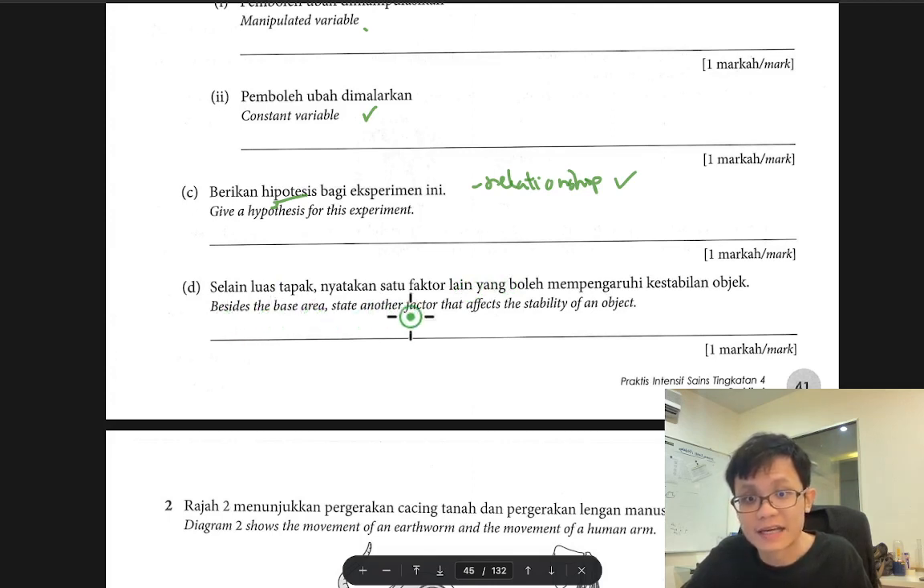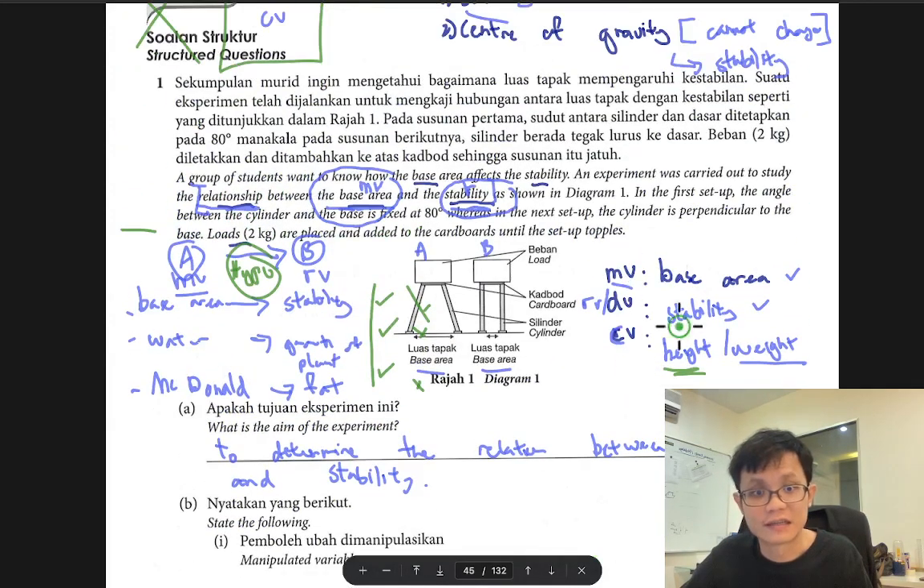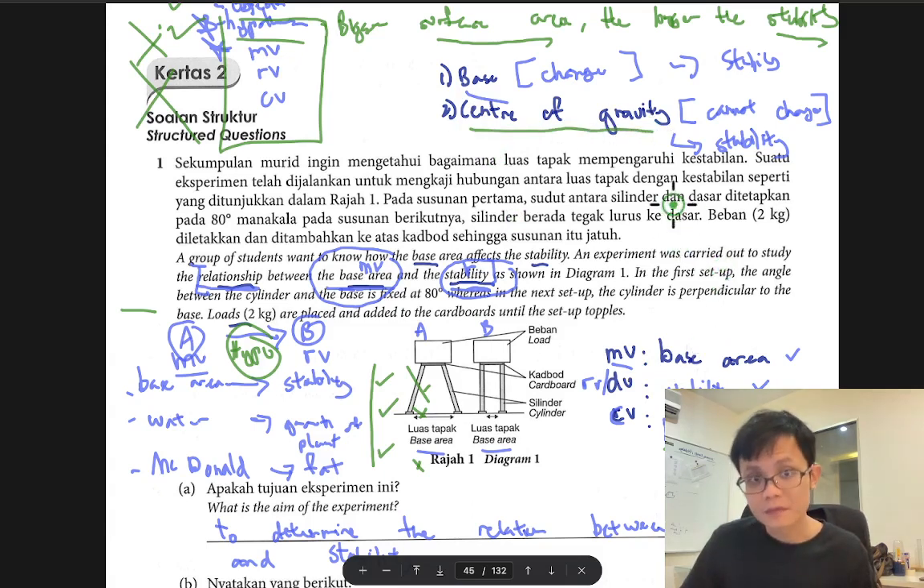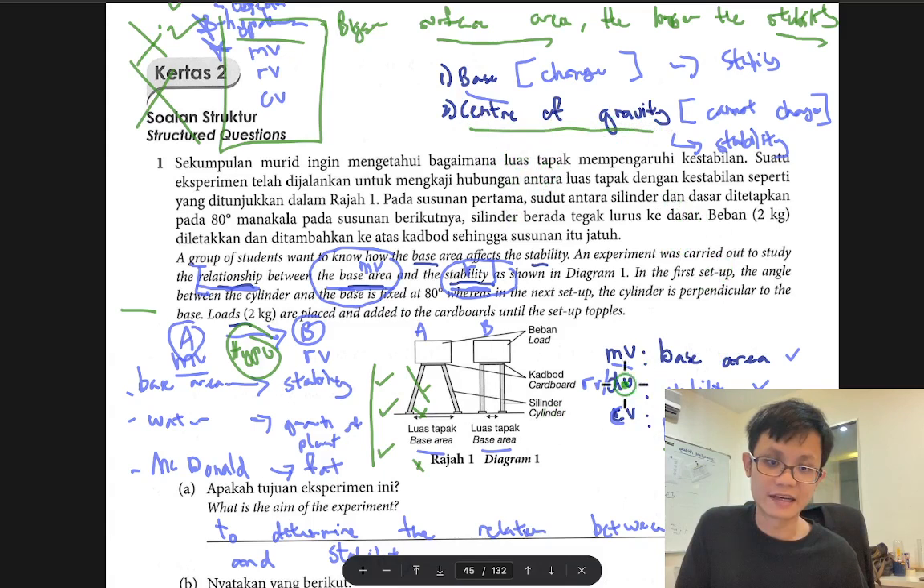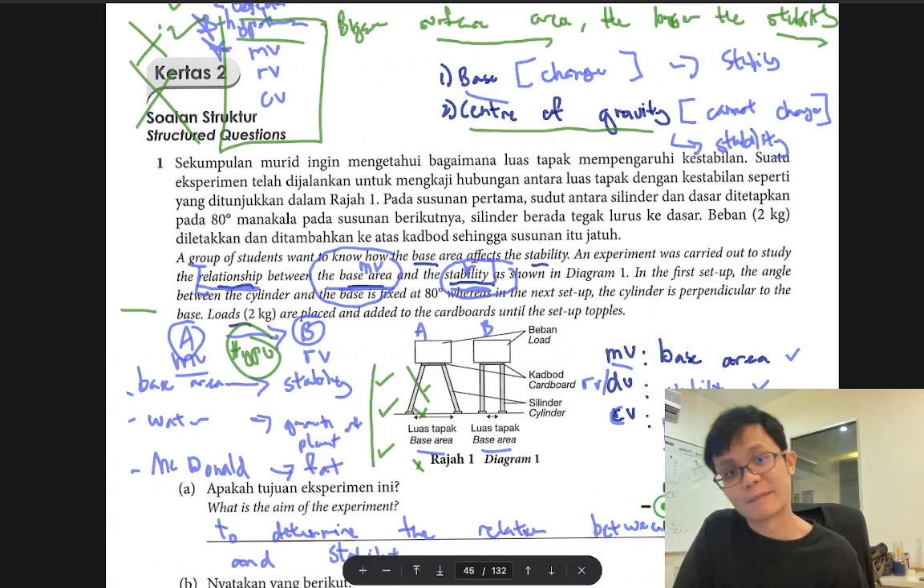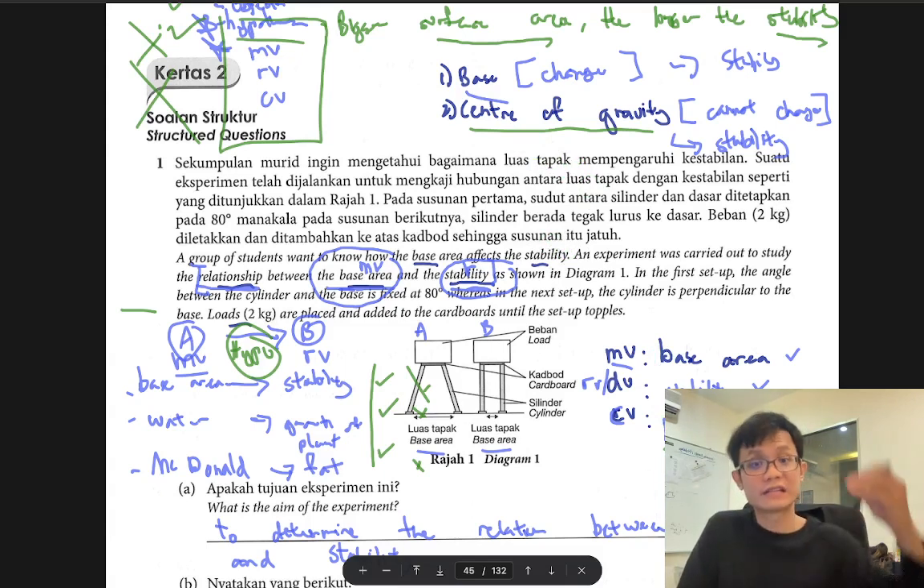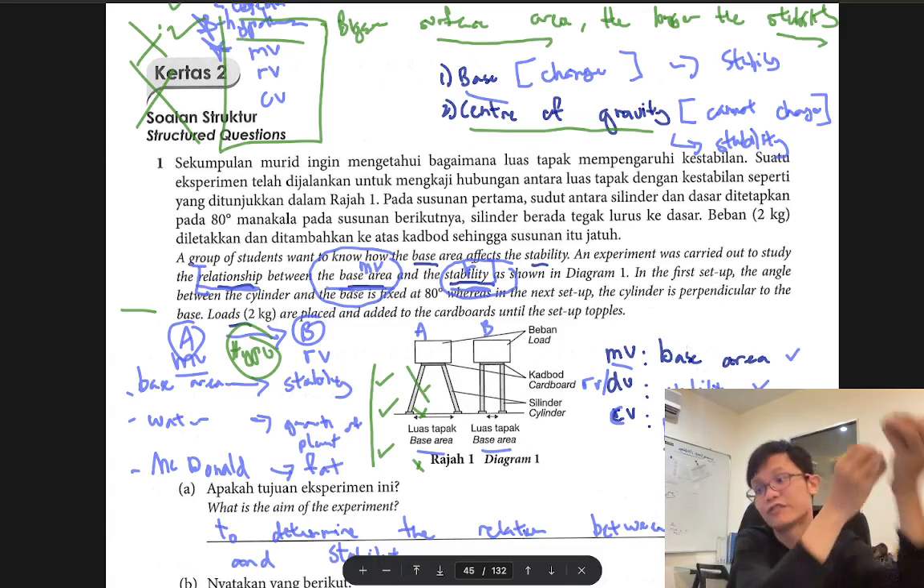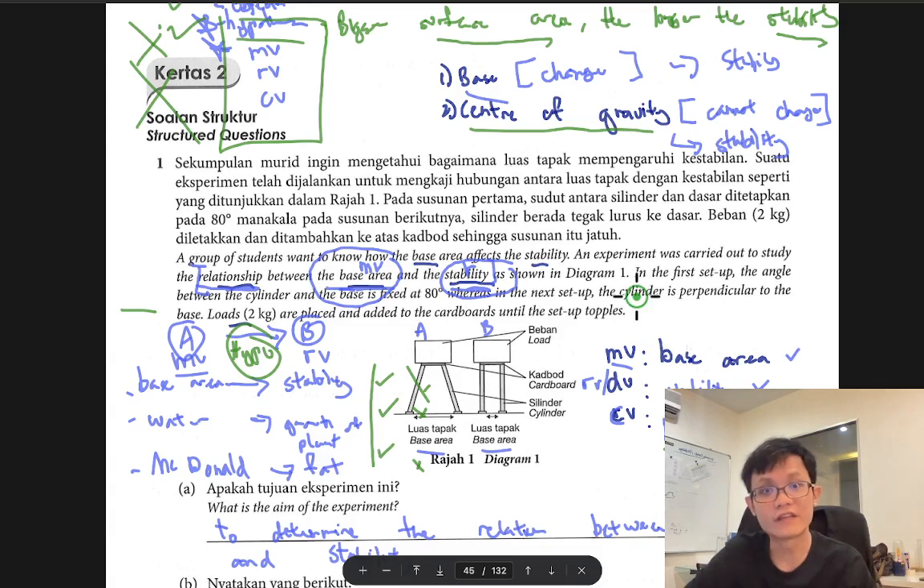Beside the base area, state another factor that affects the object. So of course it's the center of gravity. We already discussed it just now, one of the factors. Of course, for the constant variable I put the height and the weight, but it is almost the same thing, because if the thing is higher, the center of gravity is higher, so it is easy for the thing to fall down. If the thing is heavier, actually the center of gravity becomes lower, so it's more difficult to fall down.